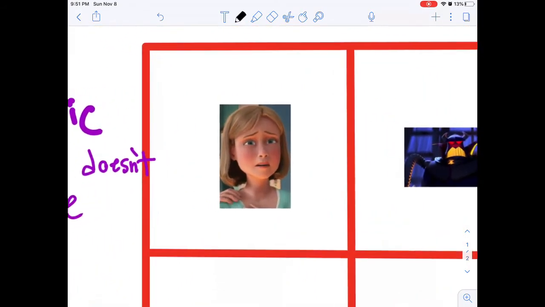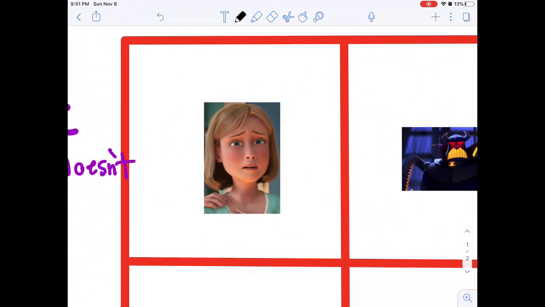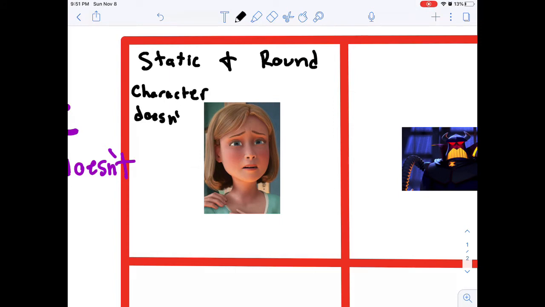And I'll show you what I mean right here. So maybe you can zoom in to Andy's mom there, and we're going to write sort of around her. So she is a static, and this is my little plus sign for and, static and round. Okay? And what that means is that the character doesn't change throughout the story, but she is well developed.